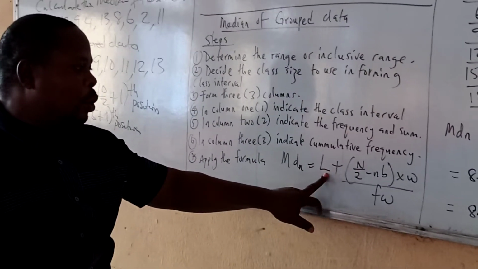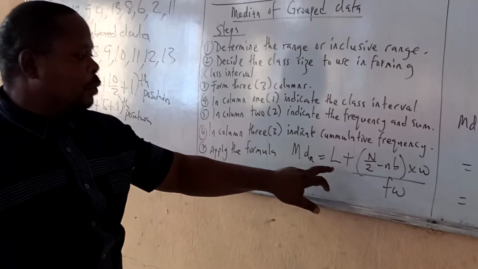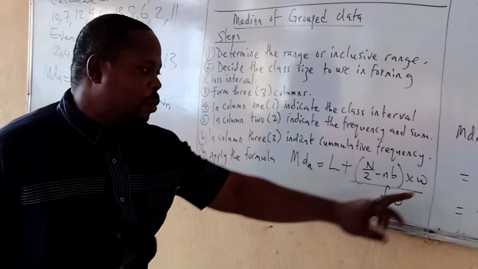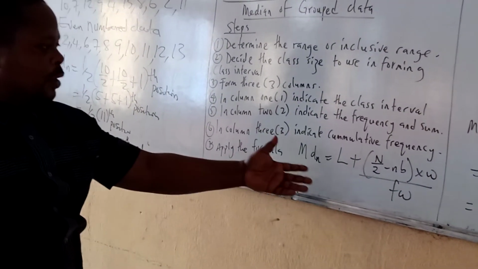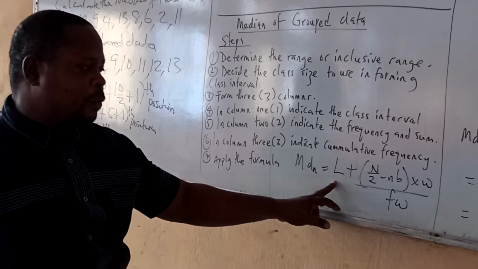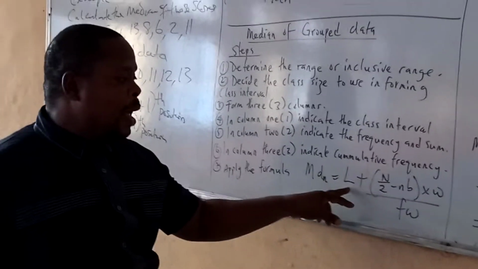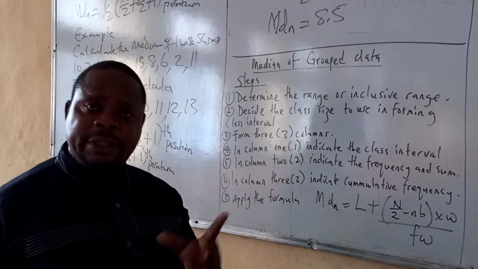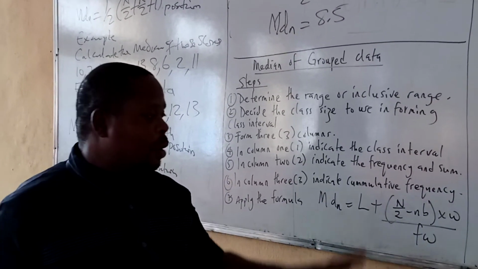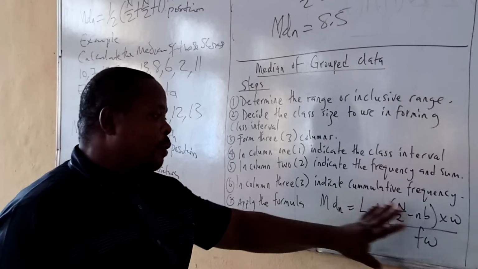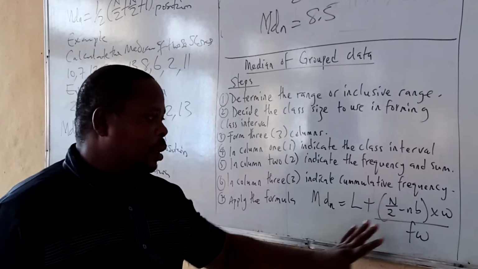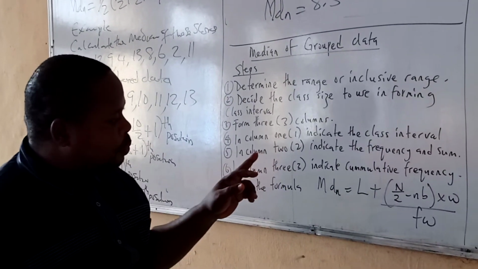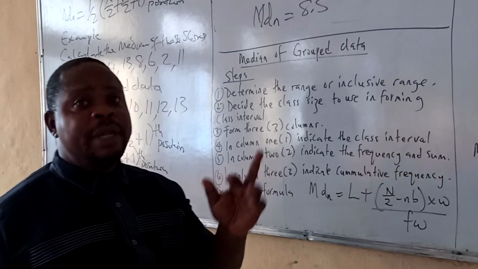Median is equal to L plus (N over 2 minus NB) times W all over FW. Now, what does this formula stand for? L stands for the lower real limit of the median class. Let me say it again. Please take note of this formula and the explanation of the figures there. L stands for the lower real limit of the median class.